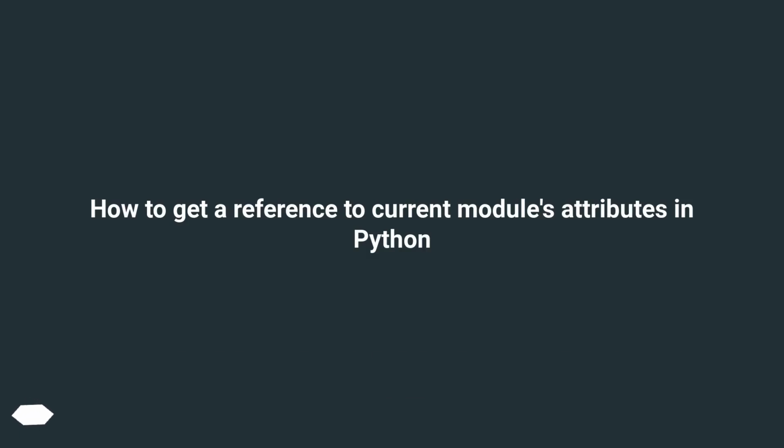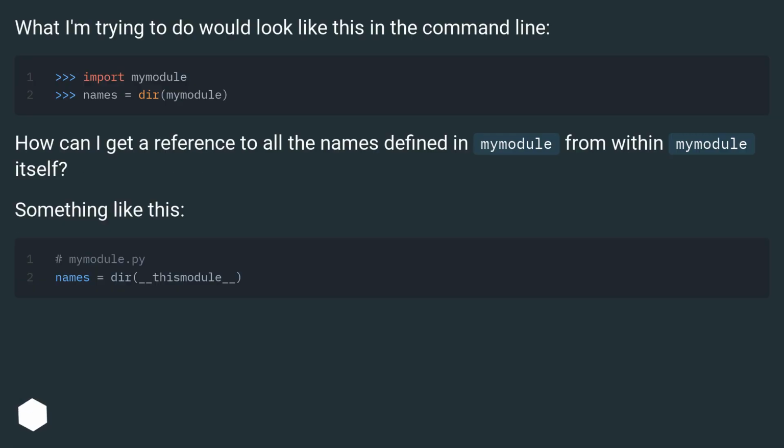How to get a reference to the current module's attributes in Python. What I'm trying to do would look like this in the command line. How can I get a reference to all the names defined in my module from within my module itself? Something like this.